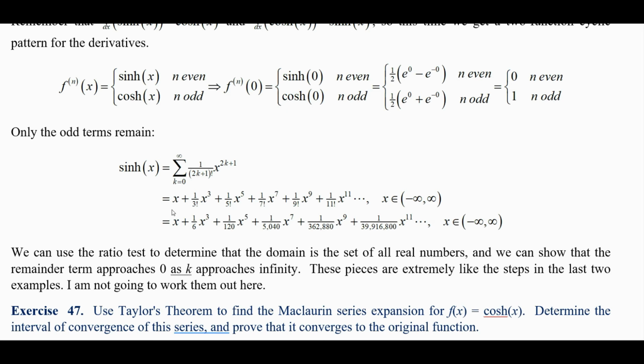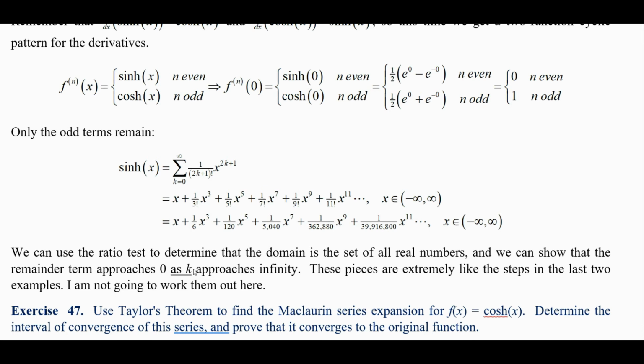So what's left is only the odd terms here: x, 1 over 3 factorial x to the third, 1 over 5 factorial x to the fifth, and so forth. And here's some of those things worked out. If we use the ratio test, we determine the domain is the set of all real numbers, and we can show that the remainder term approaches 0 as k approaches infinity.